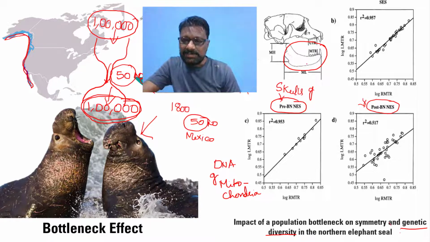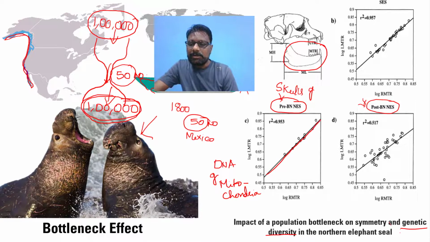So when both distances were plotted before the bottleneck phenomenon in the northern elephant seal, they show a linear arrangement of symmetry on either side, with a clear symmetry between the left mandible and right mandible distribution.